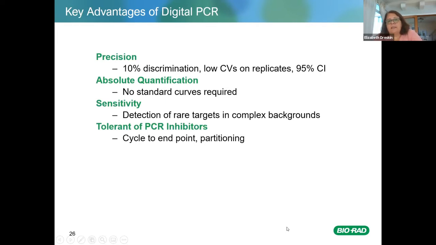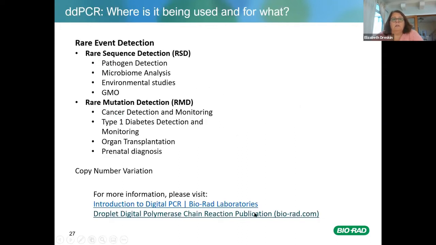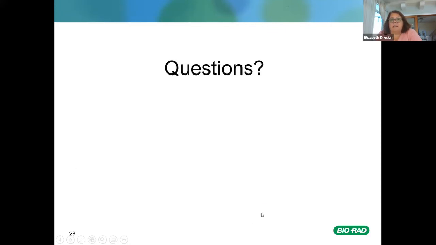Just to show some key advantages of digital PCR: absolute quantification without standard curves. It's very, very sensitive. You can detect rare targets in complex backgrounds like the liquid biopsy, and it is tolerant to PCR inhibitors. This is just a sampling of what digital PCR is being used for. Rare sequence detection, environmental studies like you'll be hearing about next, mutation detection, cancer monitoring, organ transplant, prenatal diagnosis. And with that, I will take any questions.